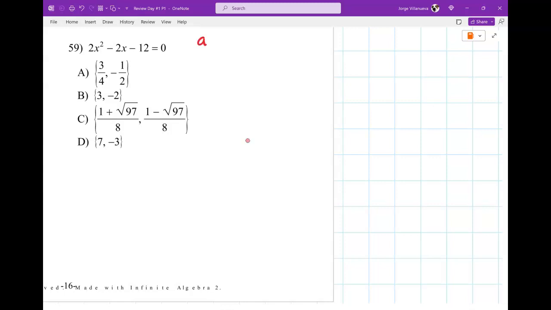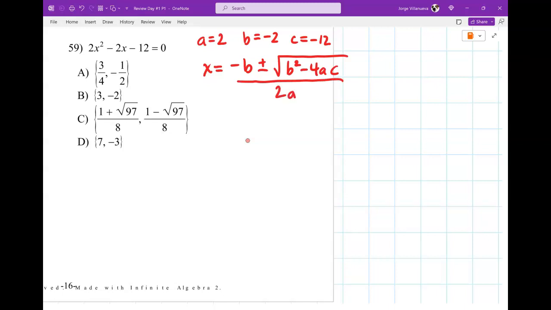My A term is 2. My B term is negative 2. My C term is negative 12. And they want me to use the formula. So this is our formula. X equals negative B plus or minus square root of B squared minus 4AC all over 2A. So just plug in your numbers.